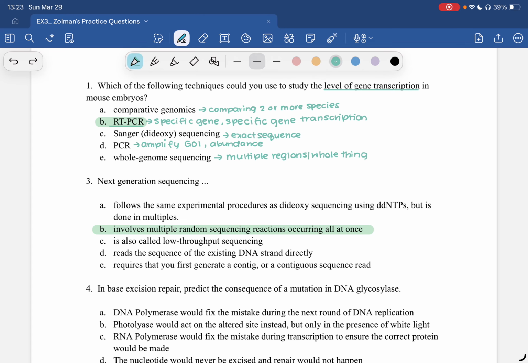And then D is incorrect because it says it uses the existing strand directly. It actually relies on synthesizing a complementary strand of DNA while detecting the added nucleotides in real time. And then letter E is incorrect because it says that it requires you to first generate a contig, but it actually doesn't require that. It makes many small fragments independently, and then it makes the contigs after the fact. So that is why letter B is correct.